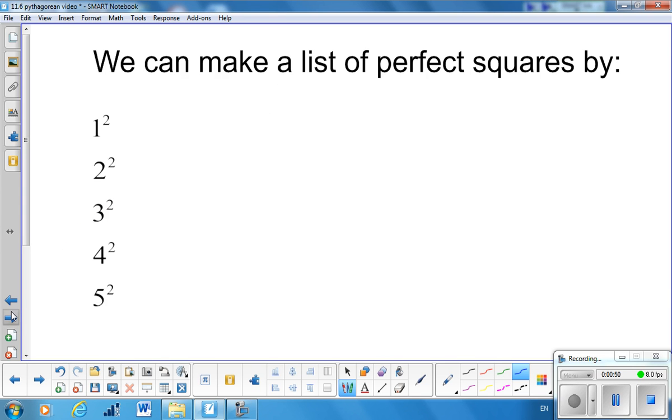We can make a list of perfect squares by squaring the numbers 1, 2, 3, and so on. So 1 squared is 1, 2 squared is 4, 3 squared is 9, 4 squared is 16, 5 squared is 25, and we could continue on in this manner.